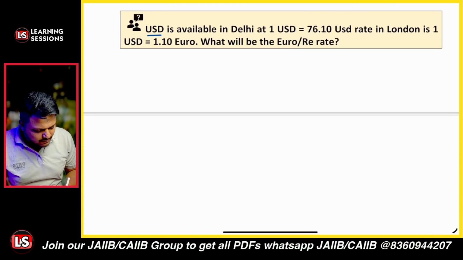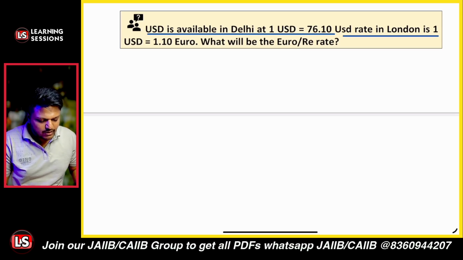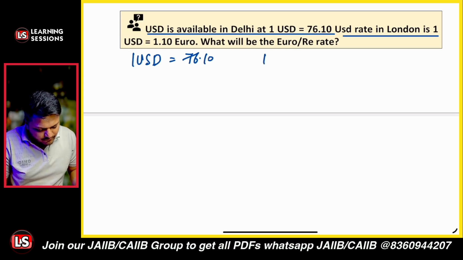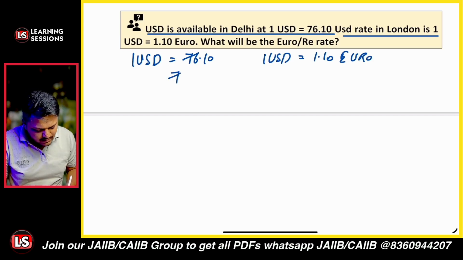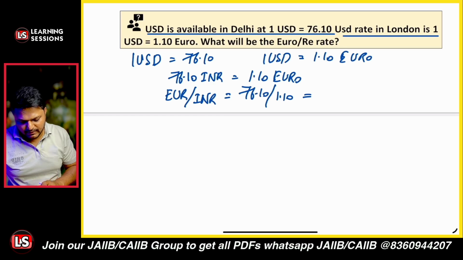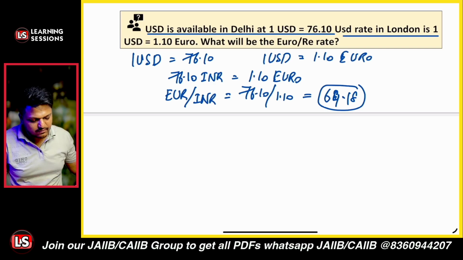It says USD is available in Delhi at 1 USD is equal to 76.10 INR. The rate in London is given to be 1 USD is equal to 1.10 euro. What will be the euro to rupee rate? So now we can simply equate these: 76.10 INR is equal to 1.10 euro. And to solve, simply keep in mind euro will be above, divided by INR. So 76.10 divided by 1.10, that's it. Simple question. 76.1 divided by 1.1, and that is 69.18. This will be the price which will be applicable.